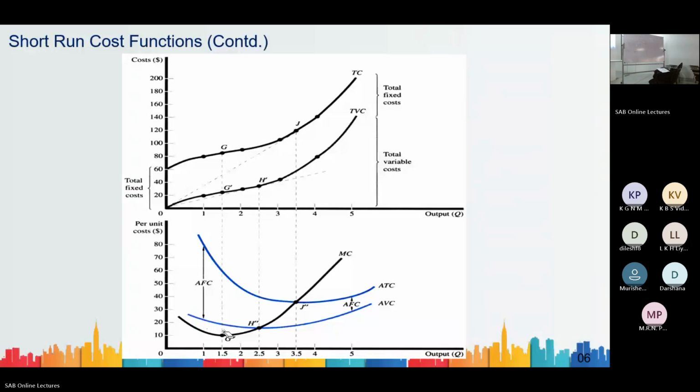Initially, it's decreasing, and it reaches the minimum point. This is the minimum point where the marginal cost is minimum. And after reaching the minimum point, it starts to increase. That is the behavior of the marginal cost curve. Marginal cost curve takes a U shape like this, decreasing and reaching the minimum point, and after that it increases.